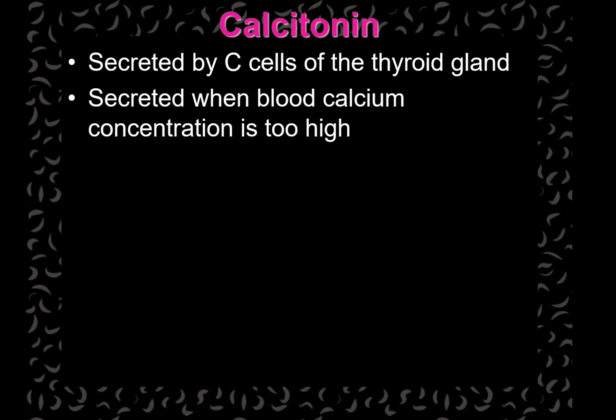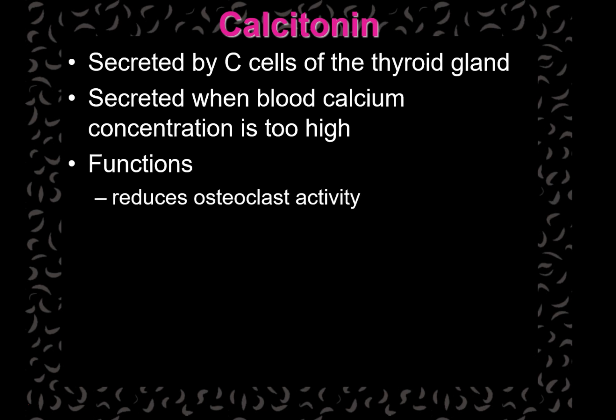Calcitonin is secreted when blood calcium concentrations are too high. So, being the honors class that you guys are, if calcitonin is produced because blood calcium levels are too high, it's probably going to do what to blood calcium levels? Lower them. It's amazing. Look at this. You guys are like rock stars. All right, so it functions to reduce the blood calcium levels, and so what would it do to do that?